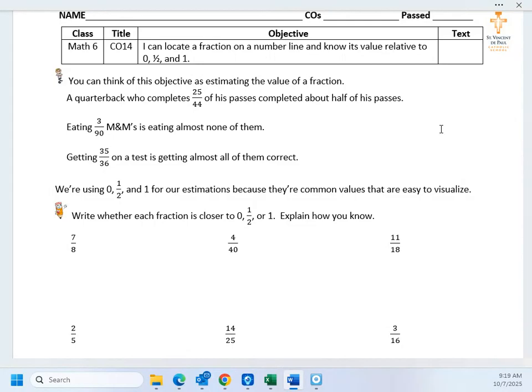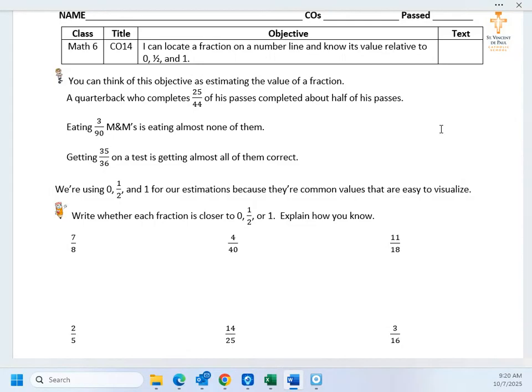Eating 3 out of 90 M&Ms is eating almost none of them, because between 0 and 90, 3 is super close to 0. So it's almost none. It's not exactly 0, but it's close to 0.